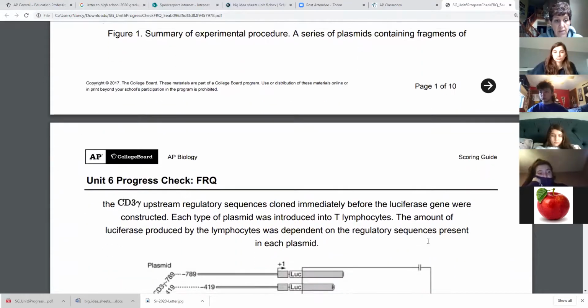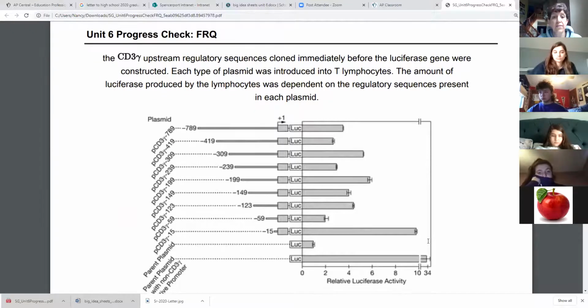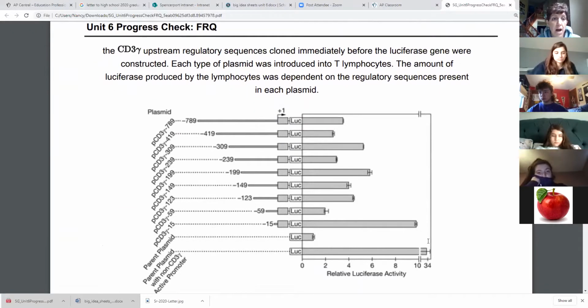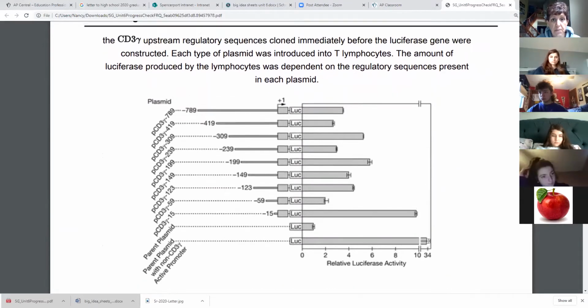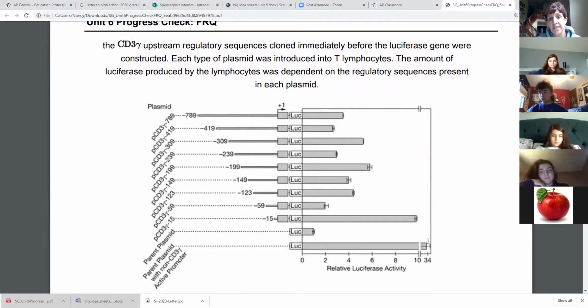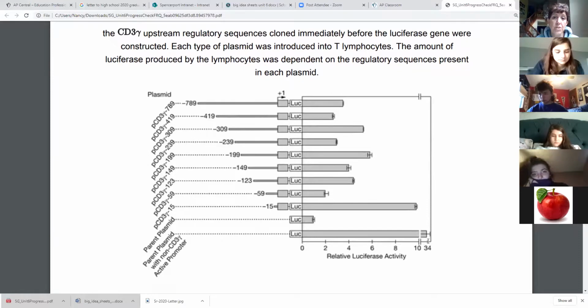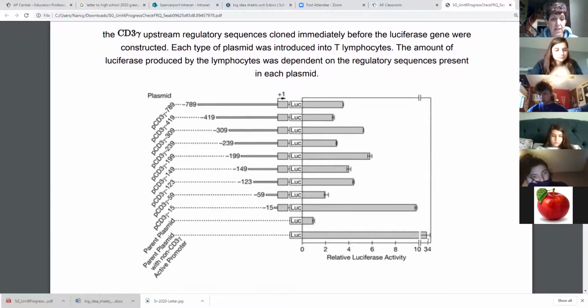Okay, so then the questions. Oh no, not the questions yet. The CD3 gamma upstream regulatory sequences cloned immediately before the luciferase gene were constructed. Each type of plasmid was introduced into T lymphocytes. So that's also telling us that they might have actually put it into the cell. They don't say if the cell took it in or they injected it into it. But the amount of luciferase produced was dependent on the regulatory sequences present.